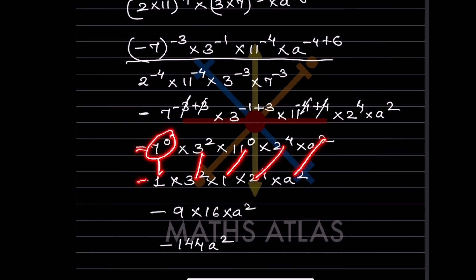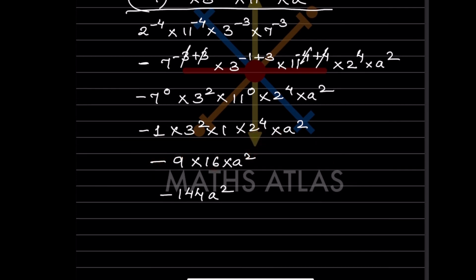3 square will keep as it is, 11 raised to 0 is 1. 2 raised to 4, this one will be here. So minus as it is, this is going to be 9. 2 raised to 4 means 2, we are going to multiply 4 times, that will be 16. This as it is. So now minus n as it is, when you multiply 9 and 16, that is going to be 144, and this is a square. So this is the answer.